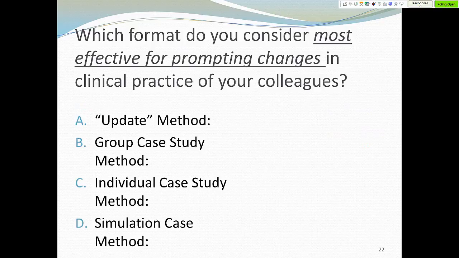So just real quick, again, another poll. Which do you consider to be the most effective format for prompting changes in the clinical practice of your colleagues, people in your licensed profession?